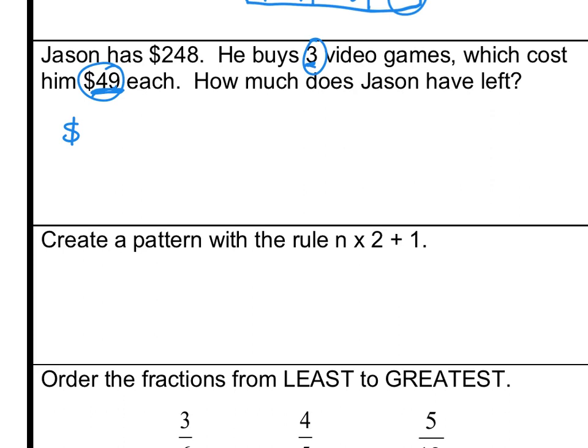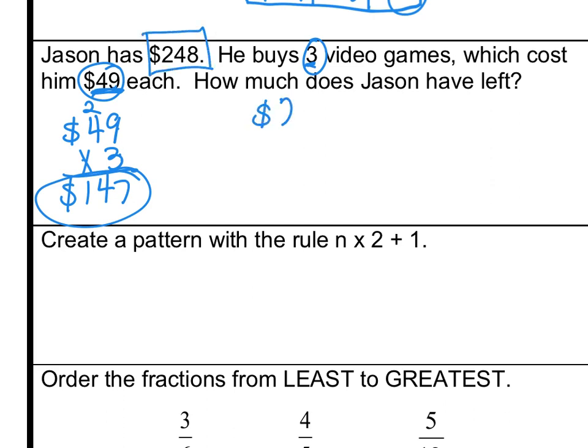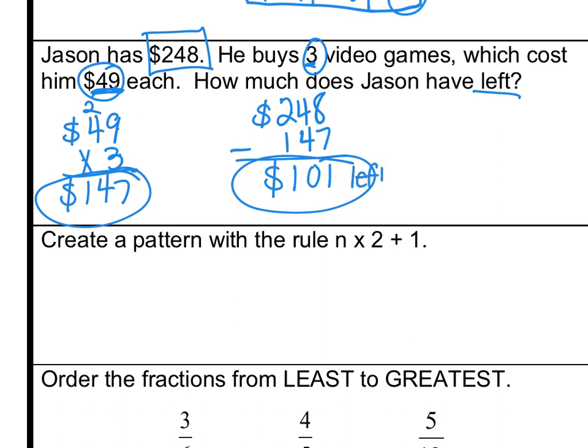But for those of you who just like cut and dried, we do $49. And he bought 3 of them. 3 times 9 is 27. 3 times 4 is 12, plus 2 is 14. So see, I told you so. Those video games cost him $147. Now he had 248 to begin with. Right, now we're going to take away the amount that he spent on the video games. So 8 minus 7 is 1, 4 minus 4 is 0, and 2 minus 1 is 1. So how much does Jason have left? He has this amount left, or left over.